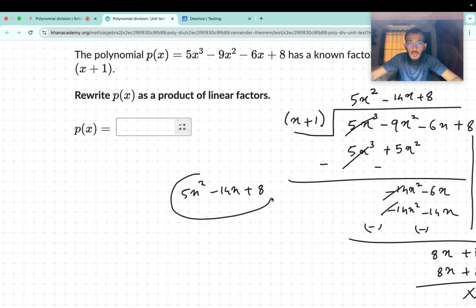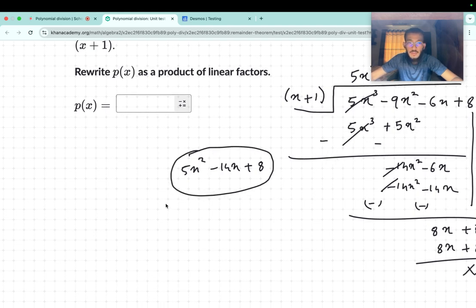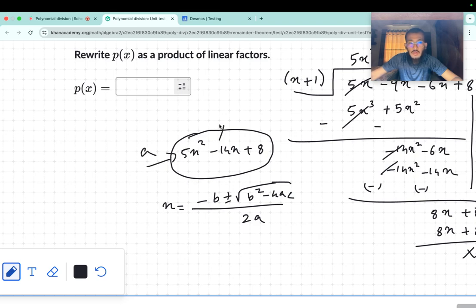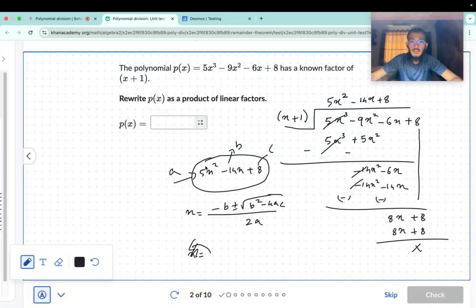Now we have to factorize this. Either we can use the middle term, or we can use the quadratic formula: x equals negative b plus minus root of b squared negative 4ac, divided by 2a, where a is the coefficient of x squared, b the coefficient of x, and c being the constant. We just have to plug in values and we'll get the roots, and whatever the roots are, we just do the reverse process to find the linear factors.